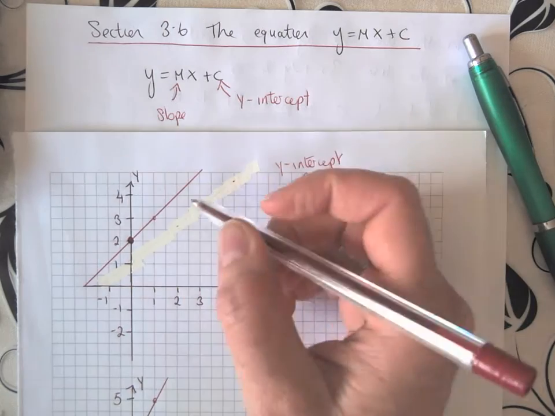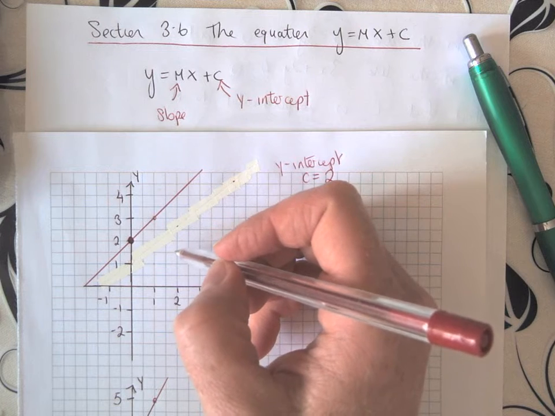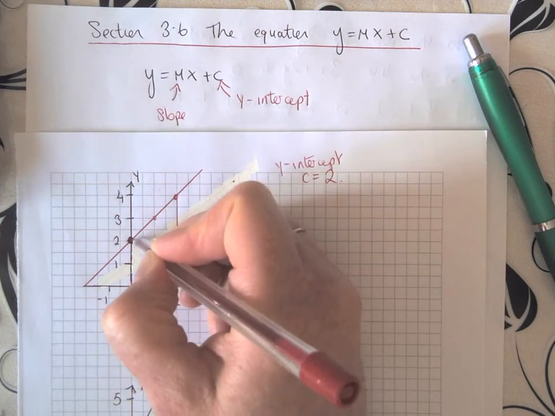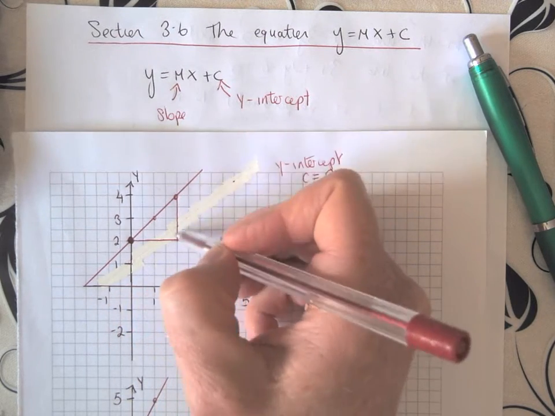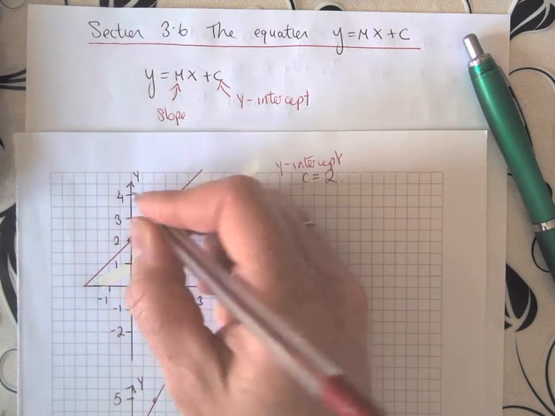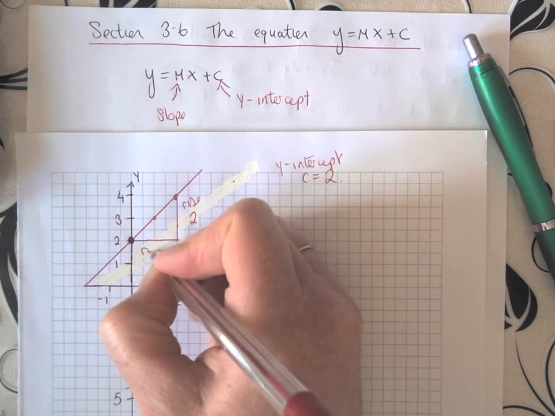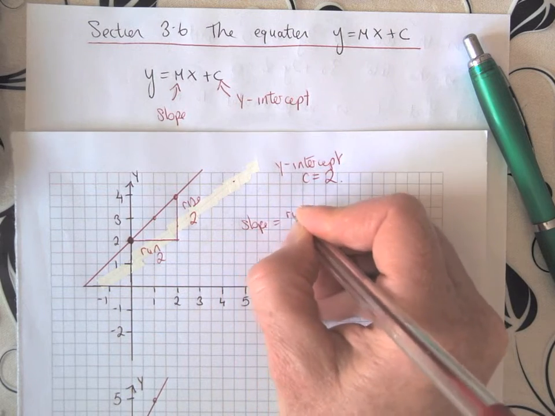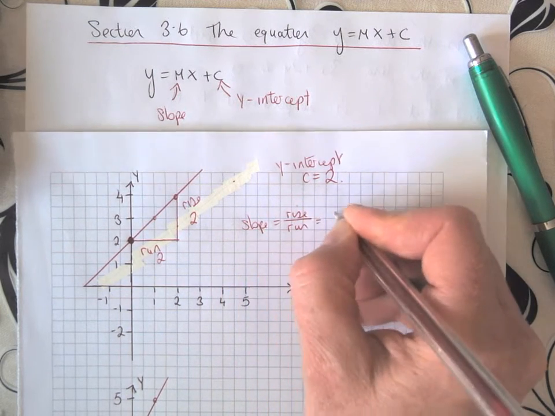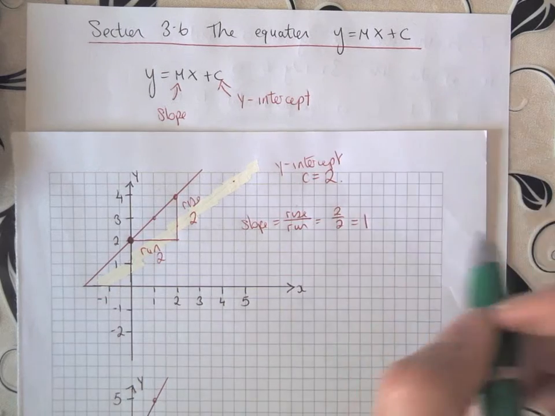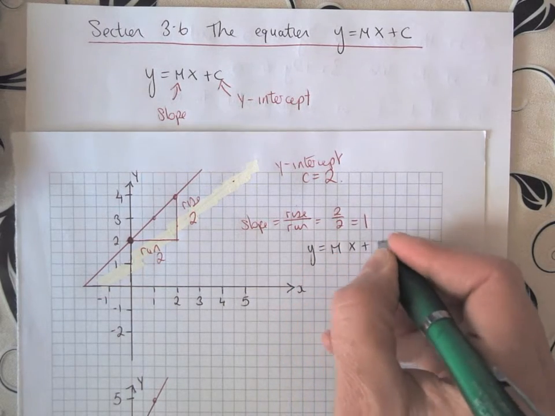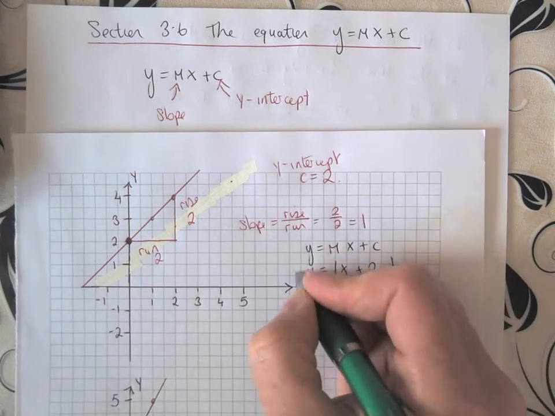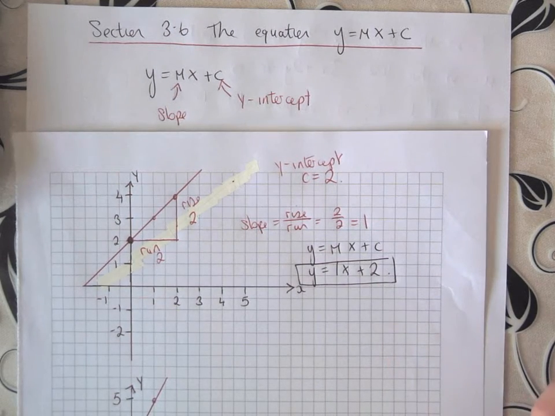And my slope then, remember, to get your slope from a graph, pick any point on the line and draw a triangle and do your rise over run. So this is your rise, going from 2 to 4, so that's 2. This is your run, going from 0 to 2, so that's also 2. So your slope is rise over run, which is 2 over 2, which is 1. So my equation of my line here would be y equals 1x plus 2. And that would be your equation of your line. So it's very easy to get an equation of a line if you're given the graph.